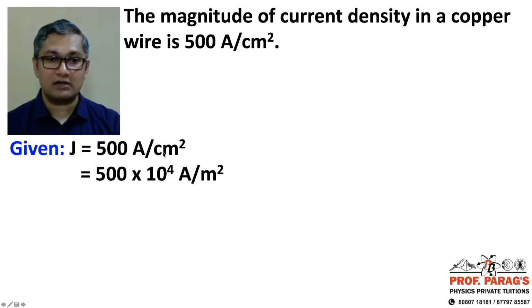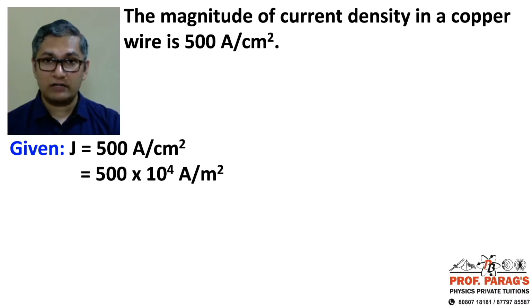It is centimeter the whole square. So it is 10 raised to minus 2 square in the denominator, which when it goes in the numerator, minus 2 square is minus 4, which becomes plus 4. So it's going to be 500 into 10 raised to 4 amperes per meter square. Very important: by default, you should develop this habit of writing all the numbers in SI unit in the data itself. What else?